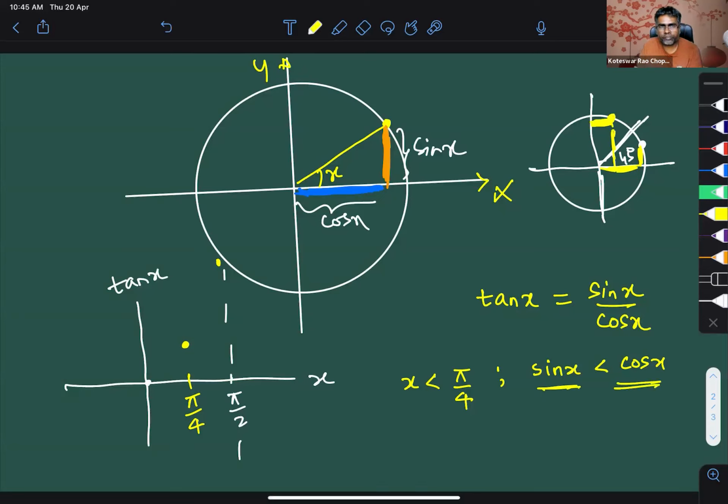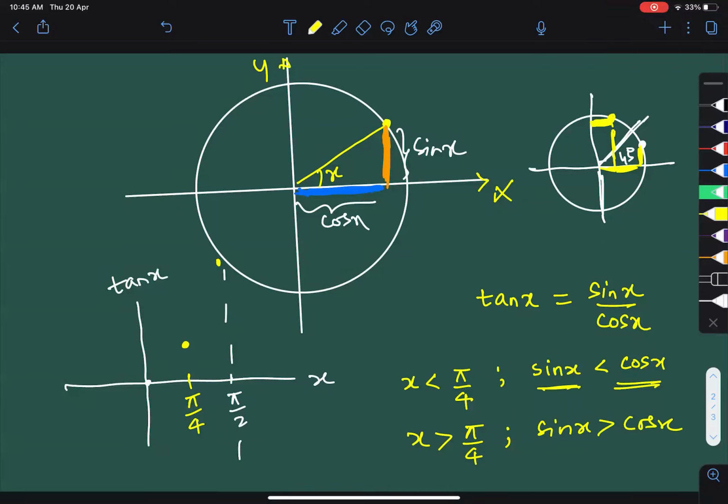Agreed? Harsha, you agree with this? Yes, sir. Okay. Don't worry, beta. These are not easy stuffs. You have to be brave. So x is greater than pi by 4, suppose. Then can I say sin x is greater than cos x? You're okay? Yeah. Okay.